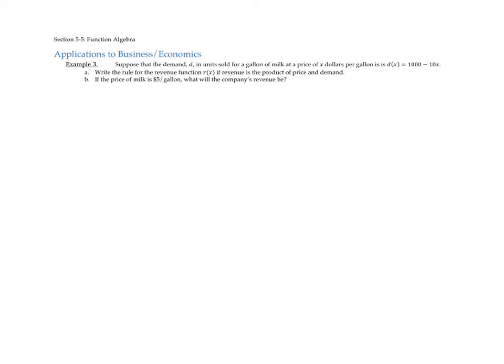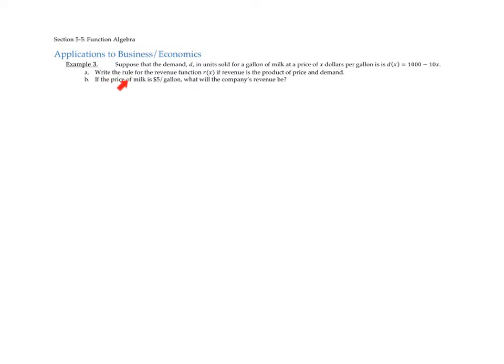Our previous videos have shown us how to combine functions either by adding or subtracting or multiplying and dividing. In this video, we will talk about one application, particularly of multiplication of functions, which is to find a revenue function. So we're going to suppose that the demand D in units sold for a gallon of milk at a price of X dollars per gallon is given by D of X is 1,000 subtract 10X.